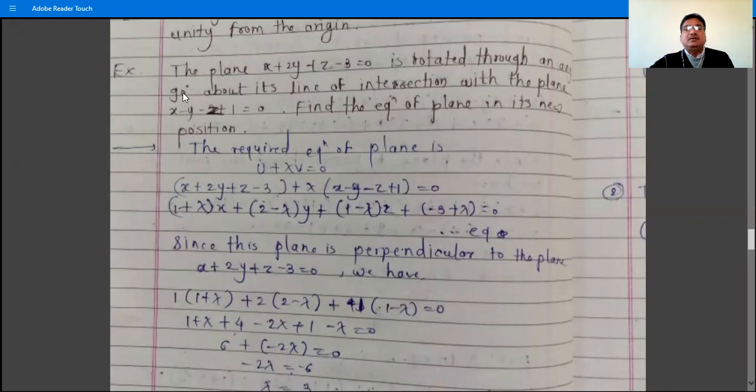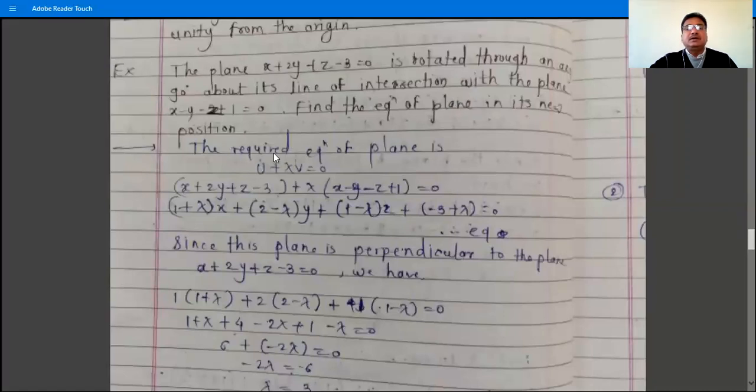It is rotated through 90 degrees about its line of intersection with this plane, which means this plane is perpendicular to the required plane, that is the plane in its new position. So we have to rotate this plane through an angle of 90 degrees, that is, this plane makes an angle of 90 degrees with the new position of the plane.